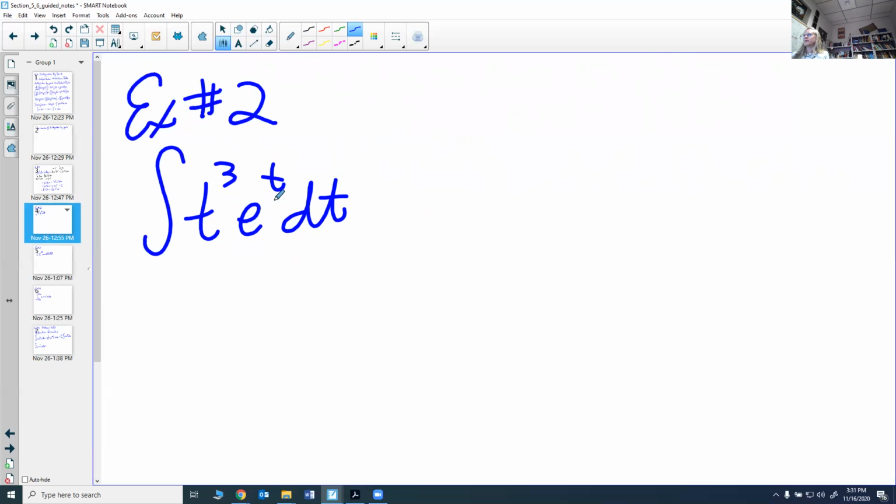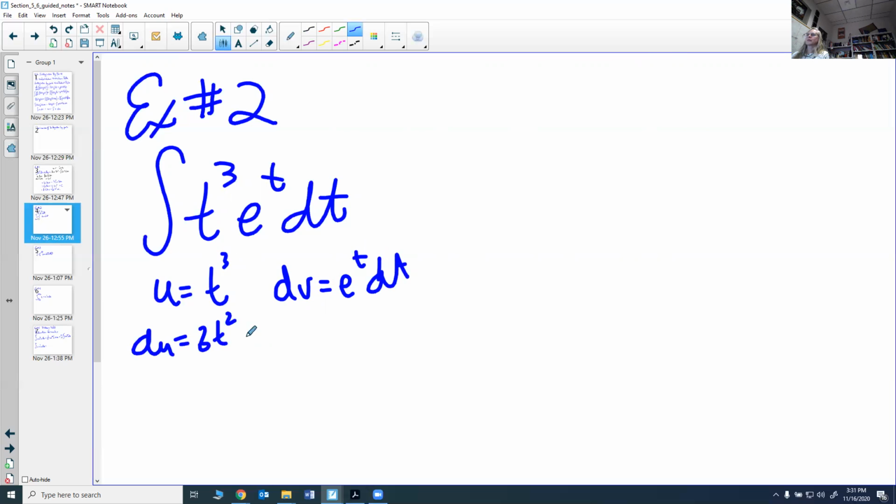The next criteria for picking, if you can find the integral of both pieces, is you want to make things simpler. If I let dv be t cubed, when I took the integral of that, I get t to the fourth. That's not simpler, that's more involved. So if I want it to become simpler, I usually want my u to be t cubed and my dv to be e to the t dt, because du would be 3t squared dt, which makes it simpler. So it became a lower power. And what I mean by simpler is it got a lower power. Then I'm going to take the integral of the dv, which is v. The integral of e to the t is e to the t.